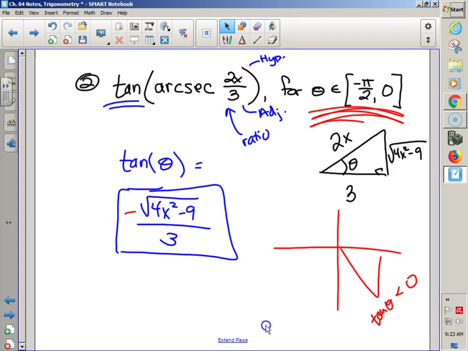Wait, wait, we were smart. This is 2x minus 3. Isn't this 2x plus 3 times 2x minus 3? Is that a perfect square? Can you square root this guy? Can you distribute a square root like a multiply? Puppies dying everywhere. Questions? Did you see the ratio?